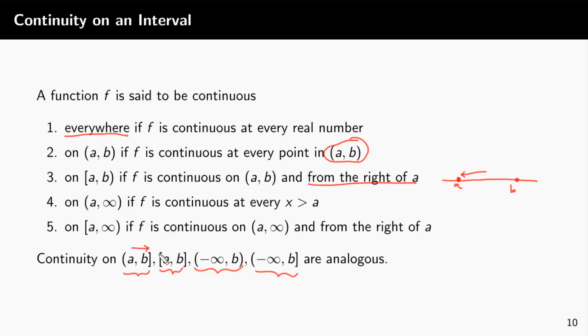This closed interval from A to B, our function is continuous here if the function is continuous on the open interval A to B, and at the same time it is continuous from the right of A and from the left of B. So similarly for this interval and also this interval. So let's look at some examples.